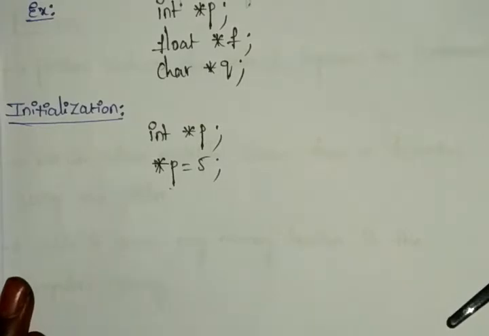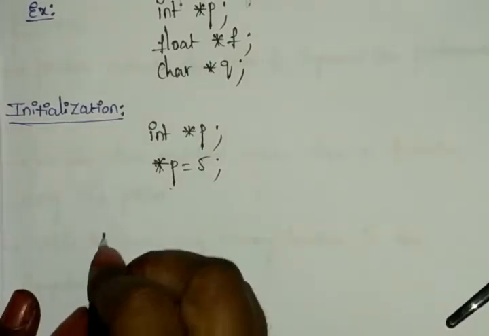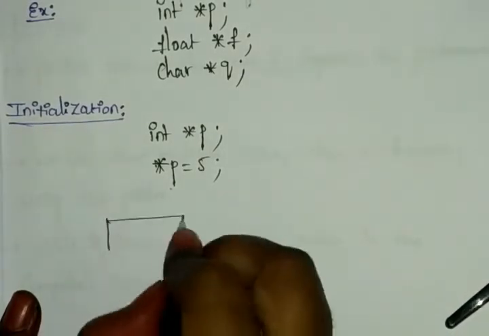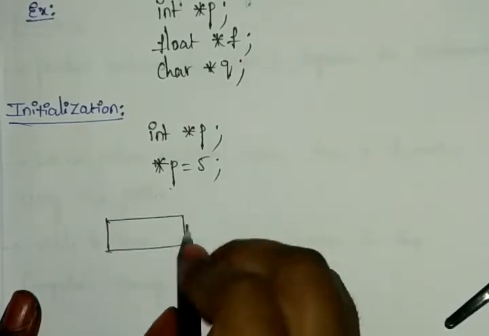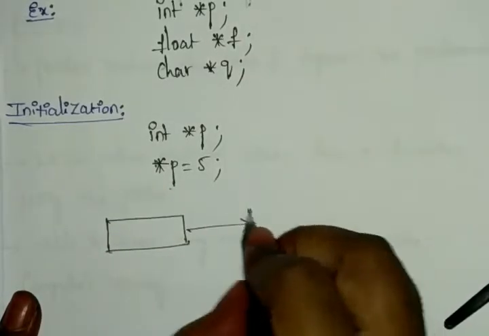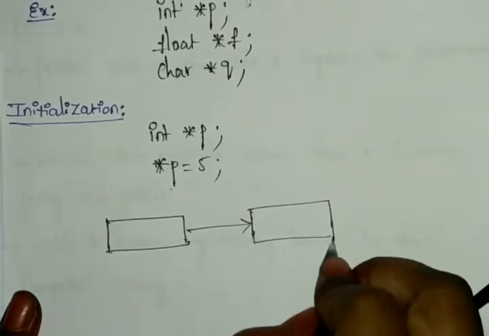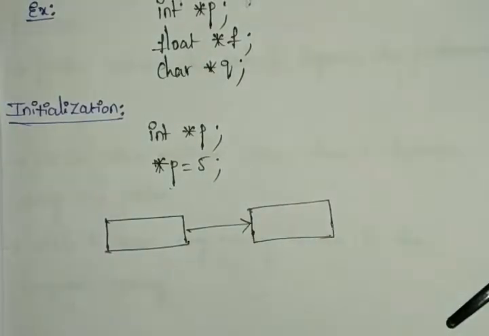Let's see here. So for example here I'm choosing, okay, and next we have another one. So here we see how these are stored in our memory locations.